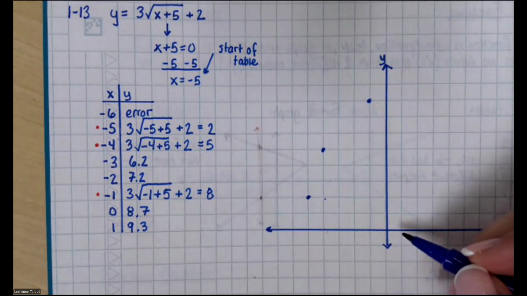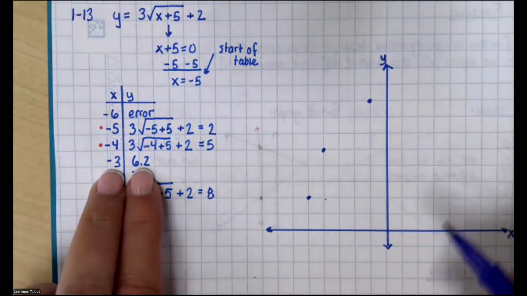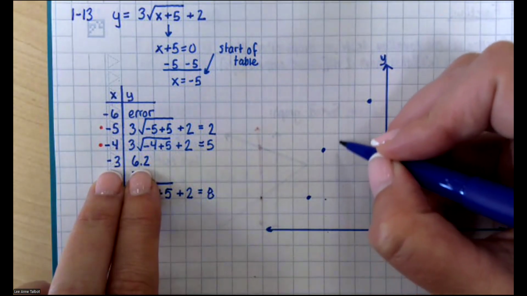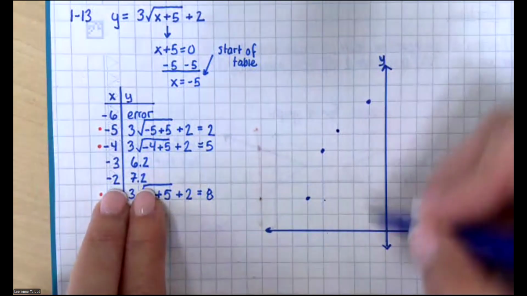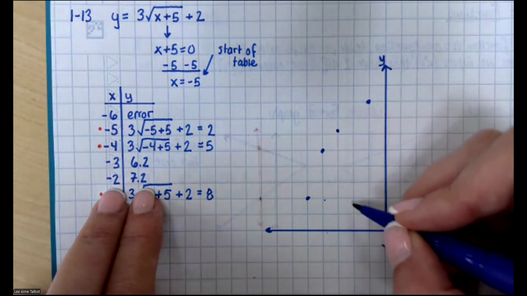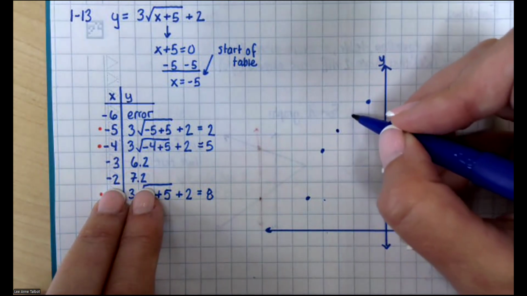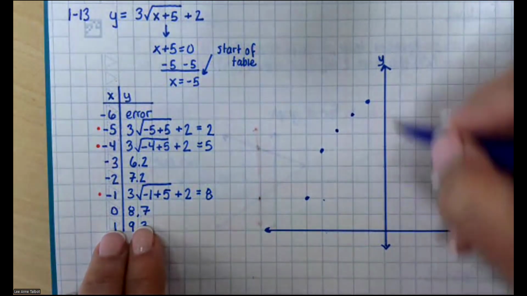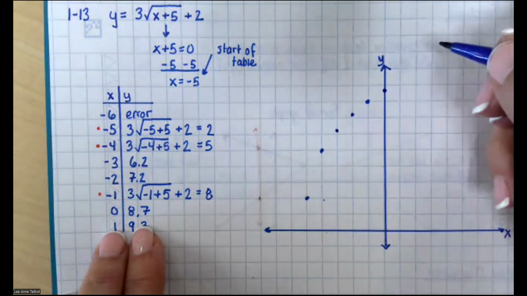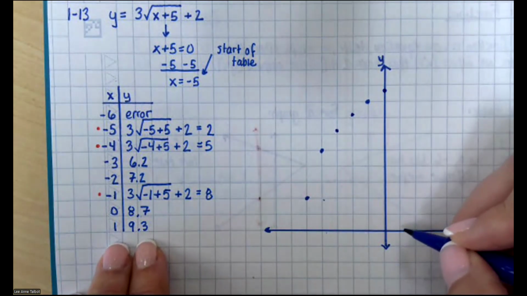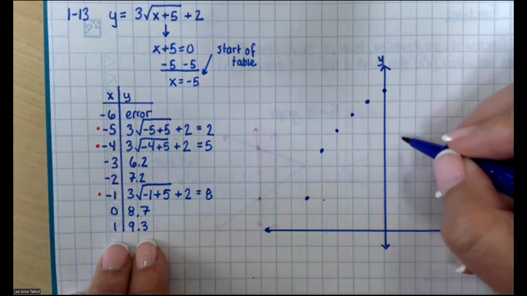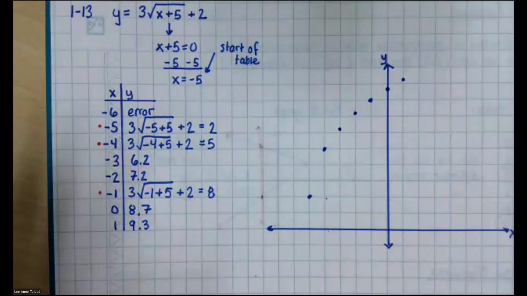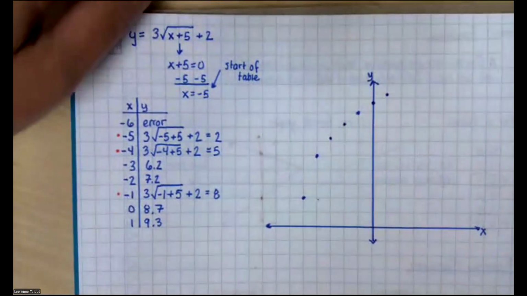Okay, now fill in the rest of the coordinates on your graph. So -3, 6.2, -2, 7.2, 0, 8.7, 1, 9.3, and then you can see the pattern pretty well.